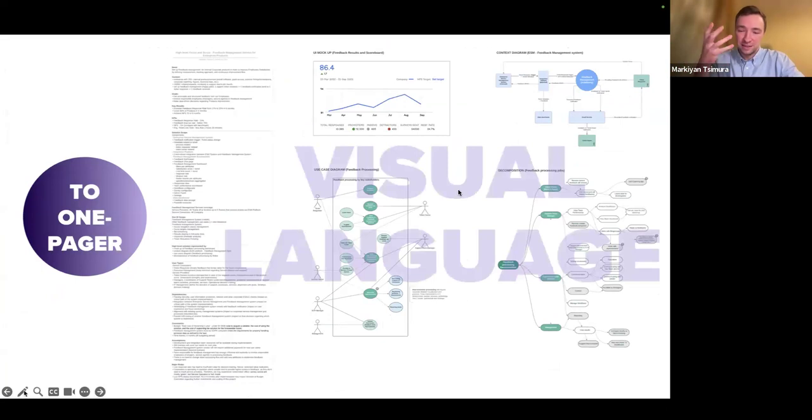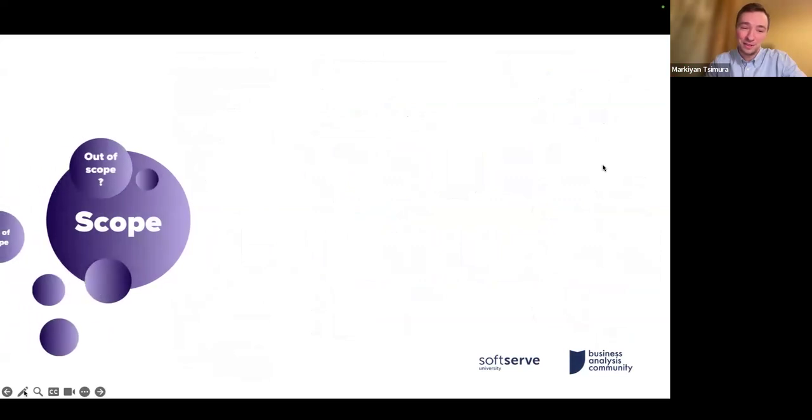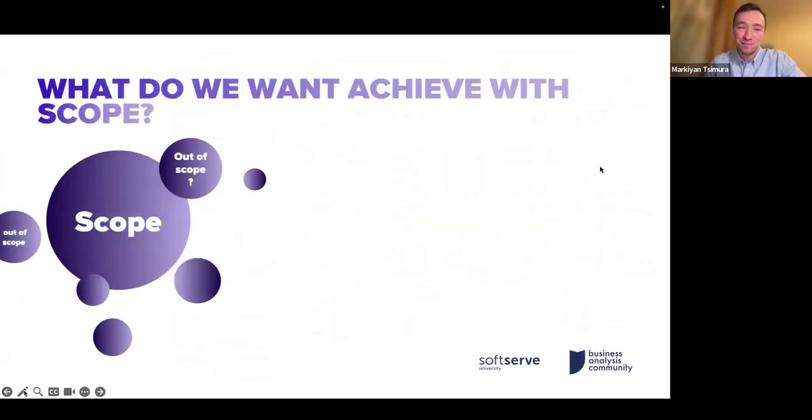Of course, you'll see this visual language, because visual language is important: that's how you explain to your stakeholders and keep them all on one page. Good. Let's start. I've told you there are a lot of animations. What do you want to achieve with the scope?